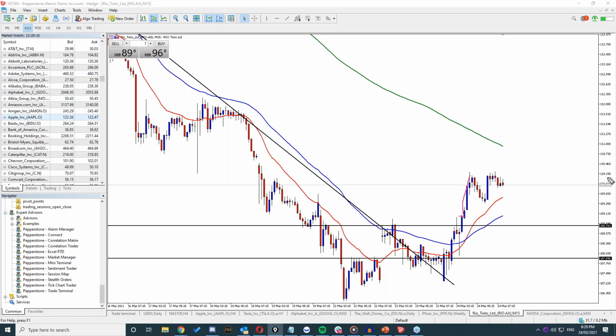Now, where has it stopped? Around 110. Why has it stopped around $110? Because it's a psychological number. So psychological numbers, closures above, trend lines down, these are all things that go into doing great technical analysis.